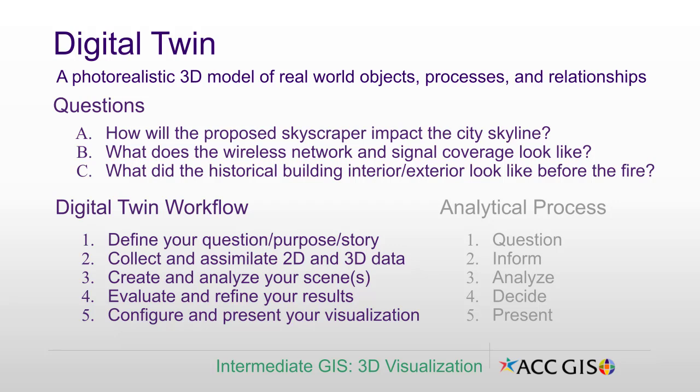So again, we can use the analytical process, question, inform, analyze, decide, and present to develop a digital twin where we first define our question, purpose, or story. Then we collect and assimilate the 2D and 3D data required to inform that question, purpose, or story. Then we create and analyze our scene, evaluate and refine our results, and last, we configure and present our visualizations.